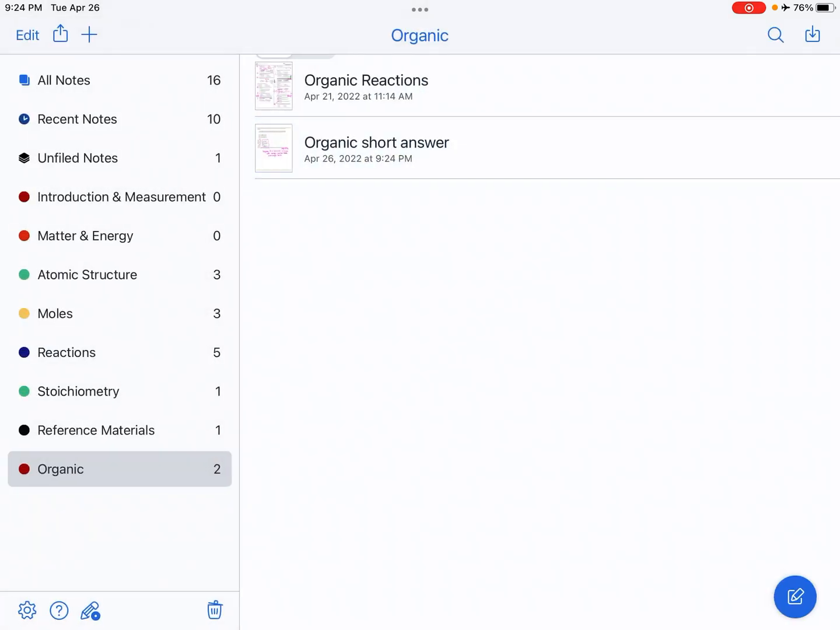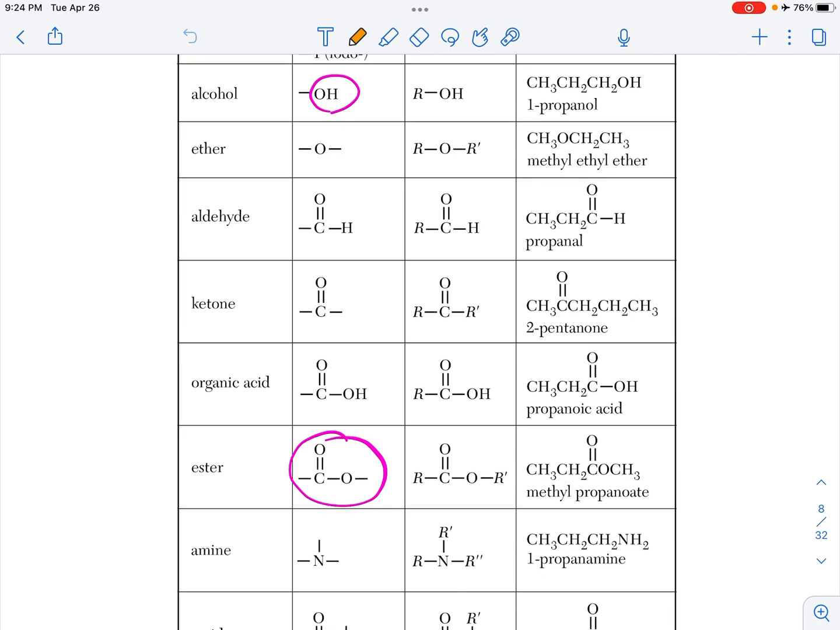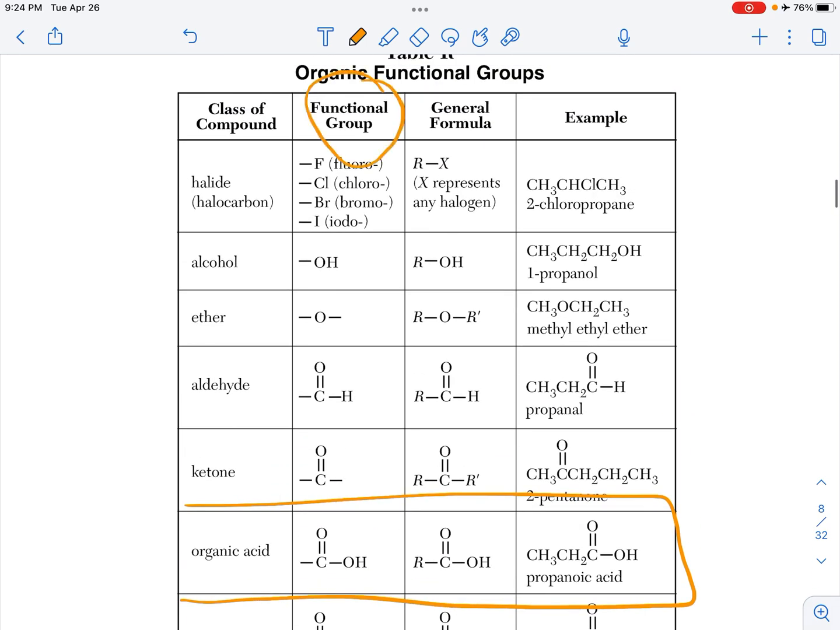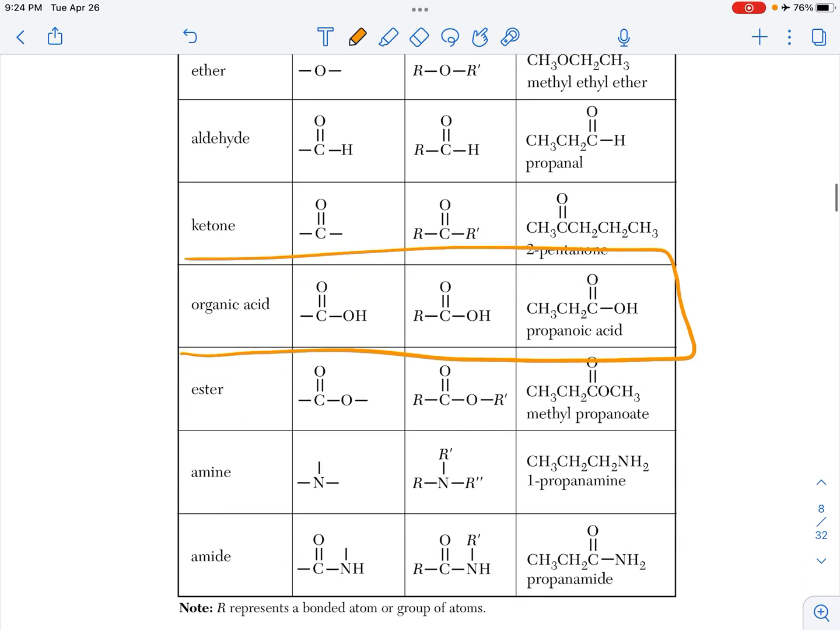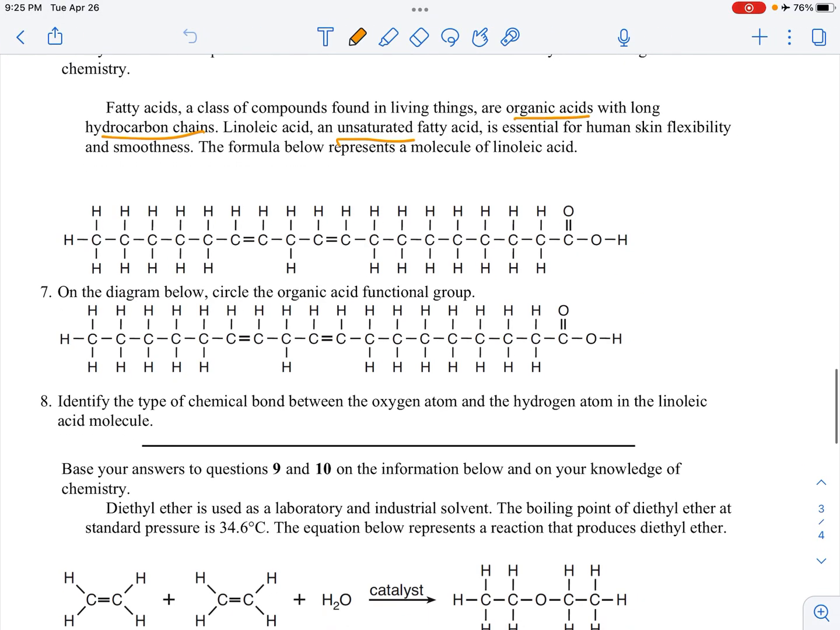So to remind ourselves, the organic acid functional group is right here. So C double bonded O to an OH is the organic acid functional group. So we need to find the C double bonded O to the OH functional group. Here it is. It said circle. You know what? I'm going to follow the directions.